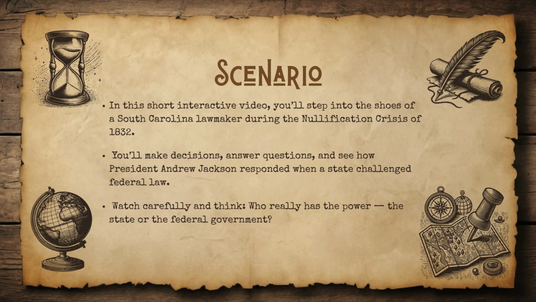In this short interactive video, you'll step into the shoes of a South Carolina lawmaker during the Nullification Crisis of 1832. You'll make decisions, answer questions, and see how President Andrew Jackson responded when a state challenged federal law. Watch carefully and think: who really has the power, the state or the federal government?